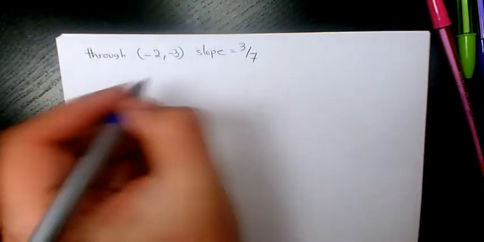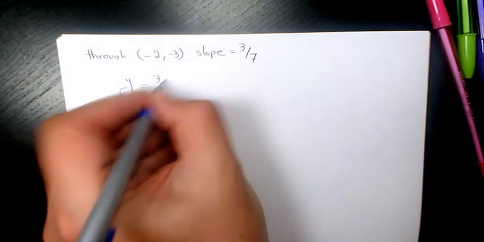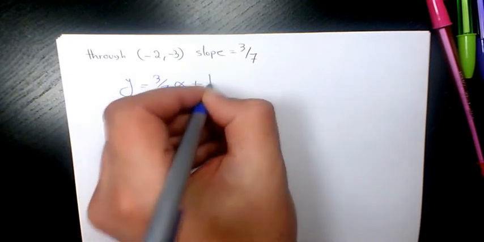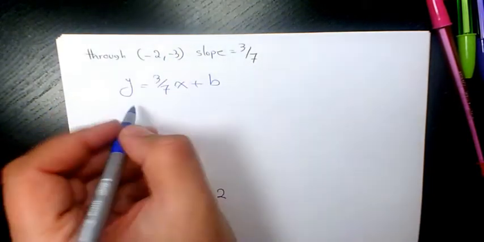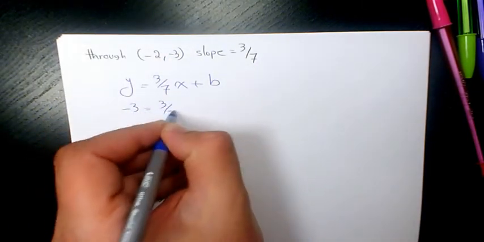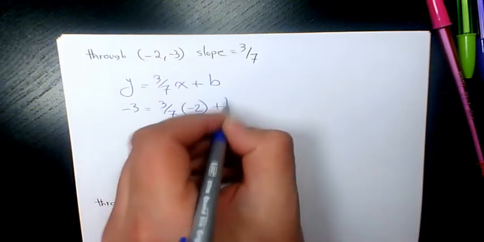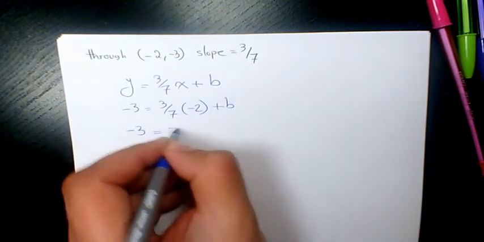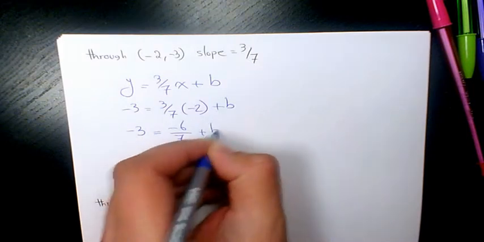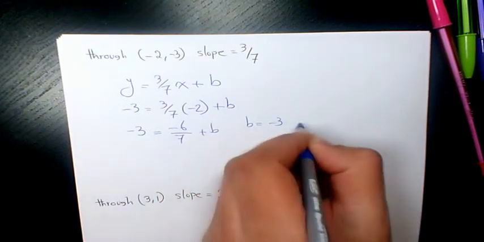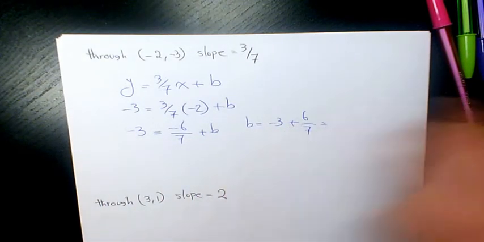Next one, we have y equals 3/7x plus b. We sub the point here. Y is negative 3, x is negative 2. So we have negative 3 equals negative 6/7 plus b.